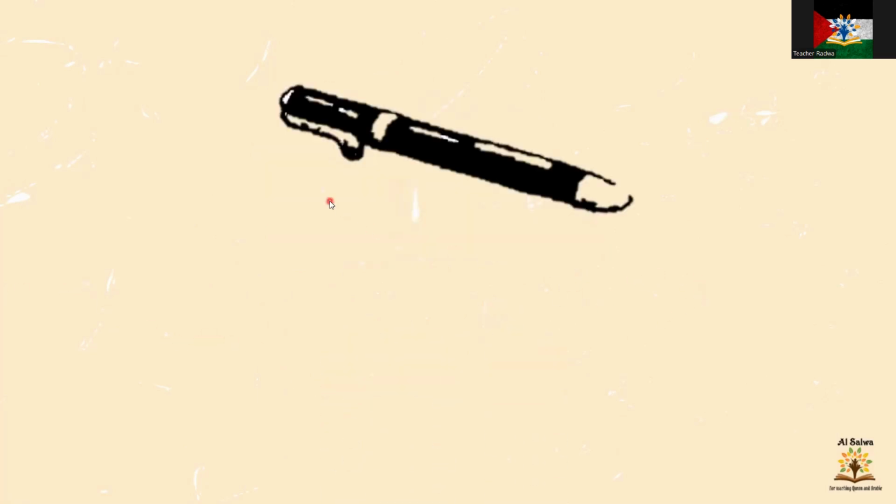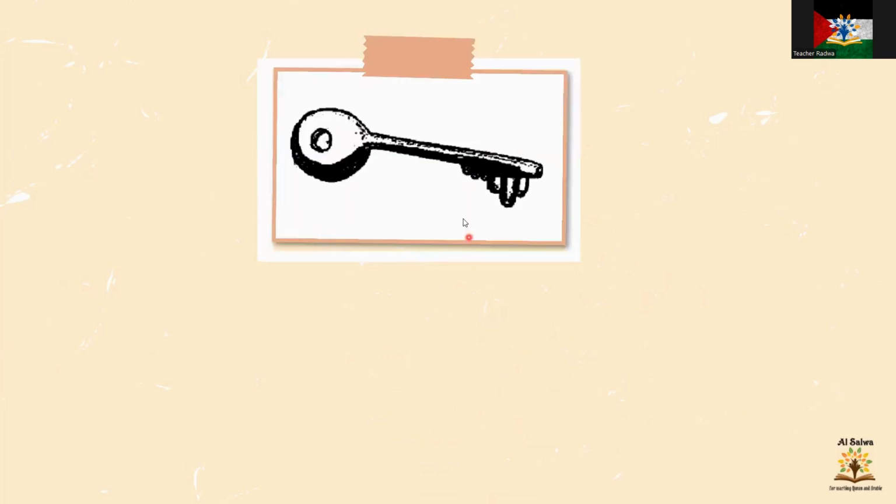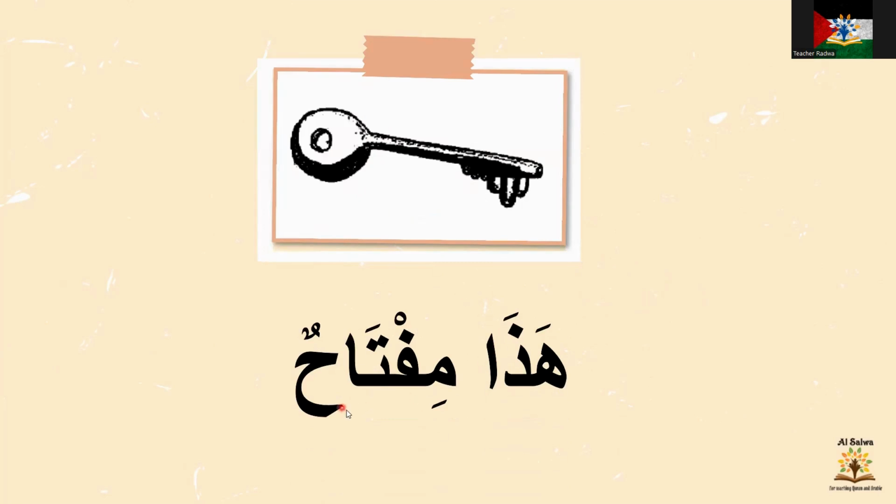Good job. This is a pen. We say هذا قلم. هذا قلم. Well done. Next one is key. A key. We say this is a key. هذا مفتاح. هذا مفتاح. Okay, good so far?